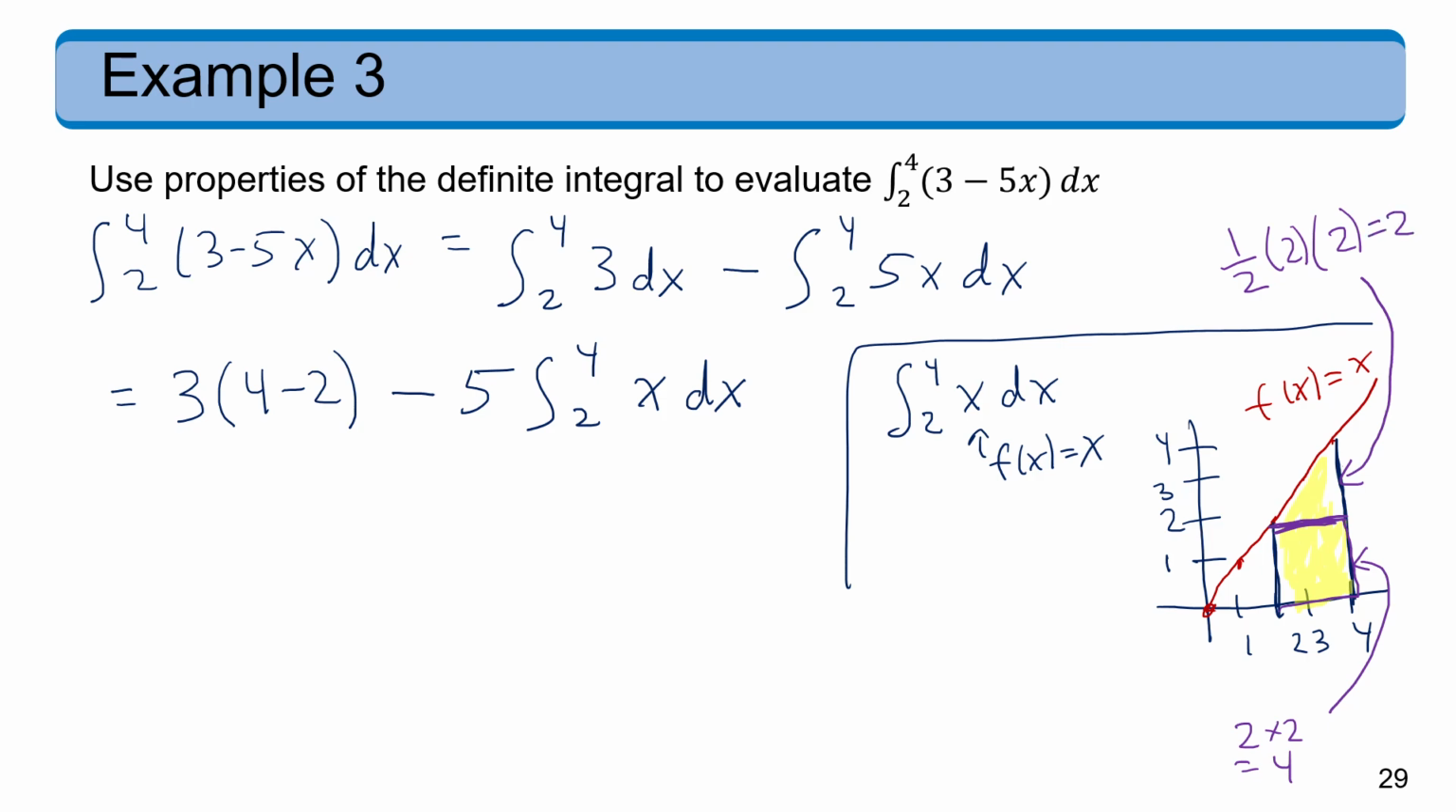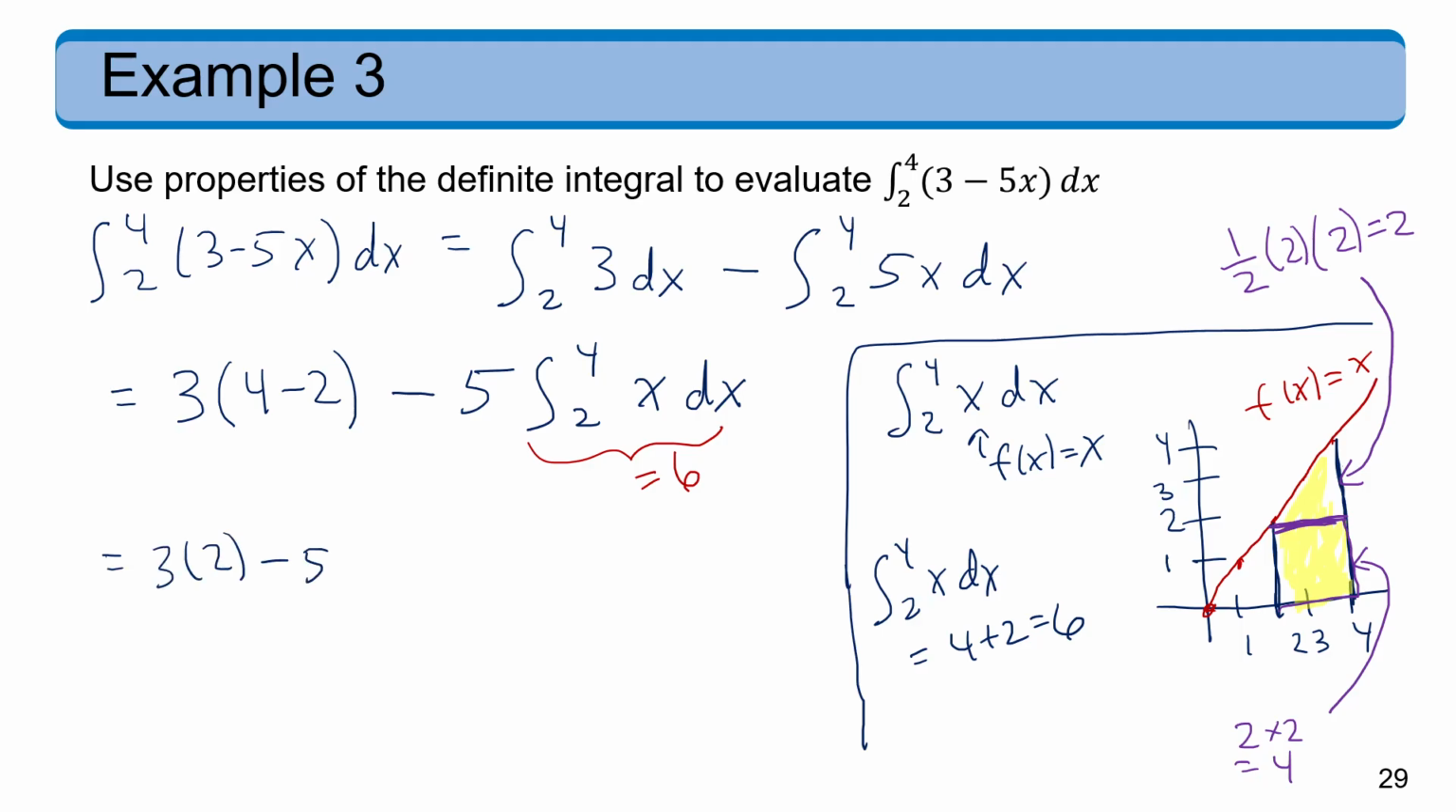So that tells us the definite integral that we're considering here would be the sum of those two areas, 4 plus 2, which is 6. So now we can come back up here, and we know that this integral comes out to be 6. So let's do our next simplification. We get 3 times 2 minus 5 times 6.